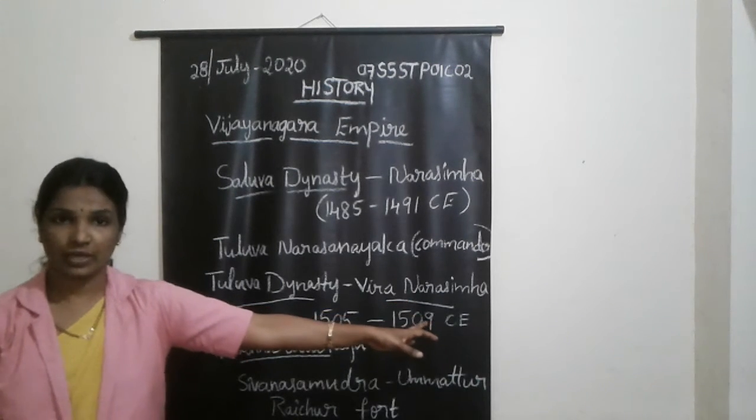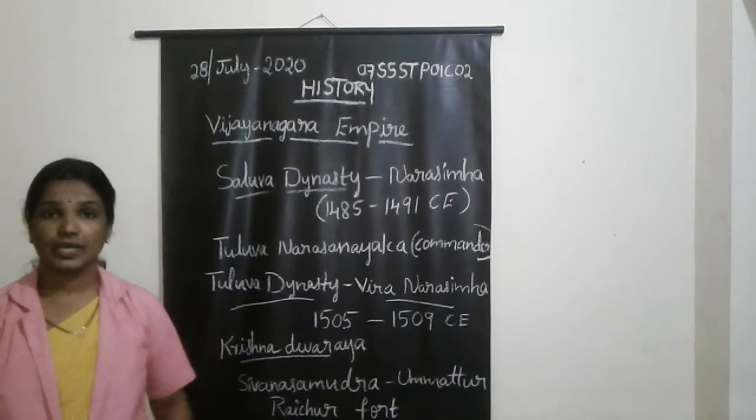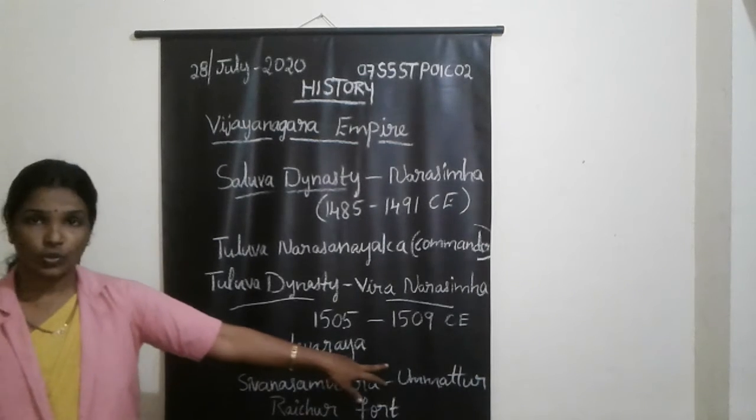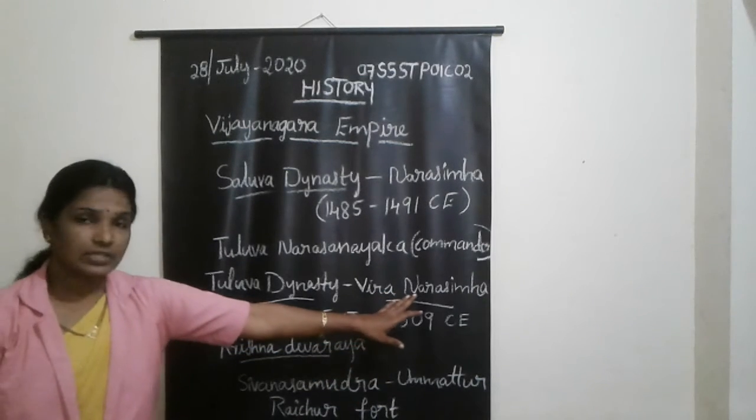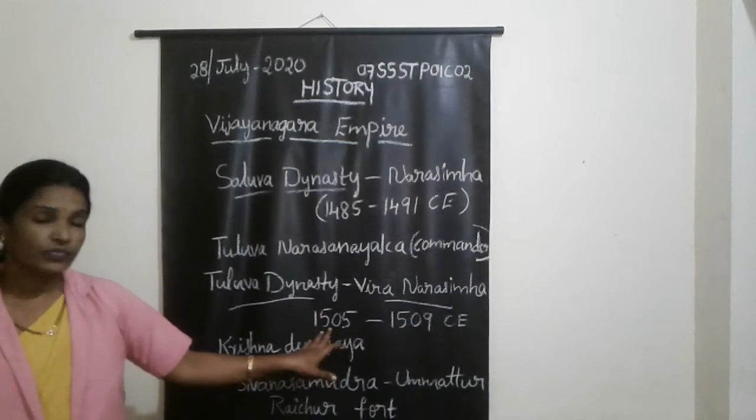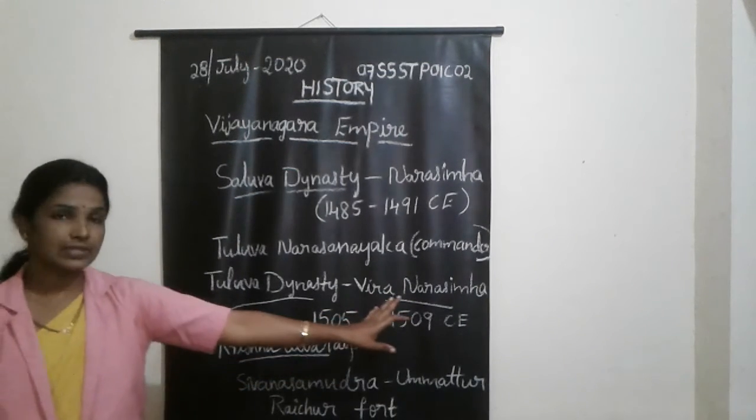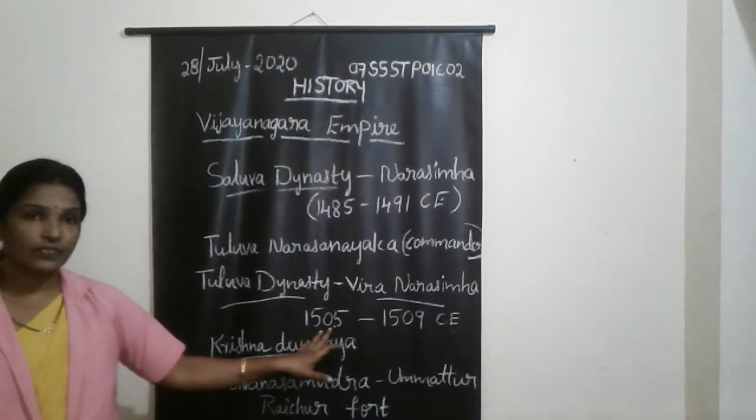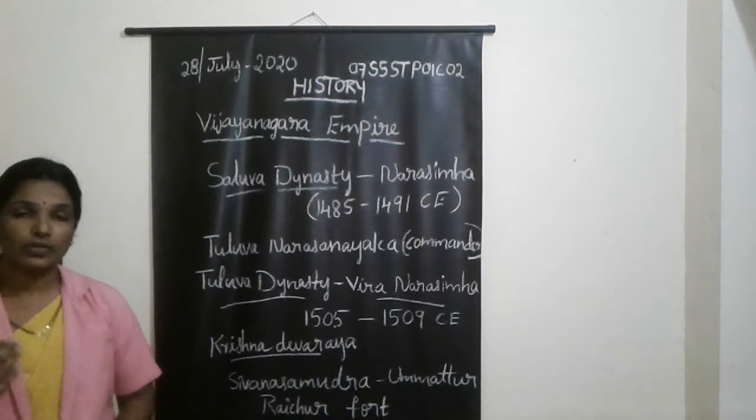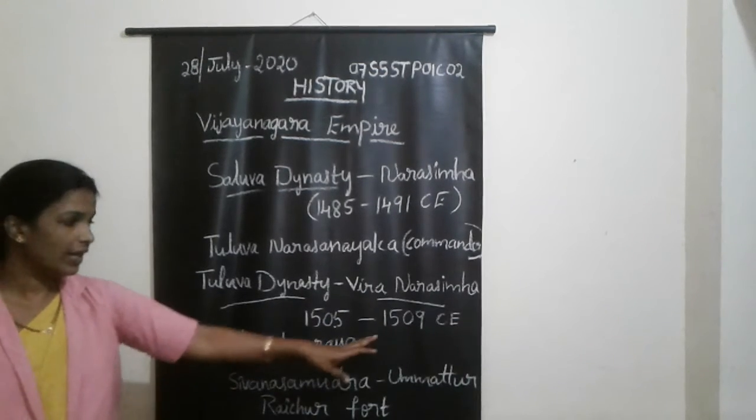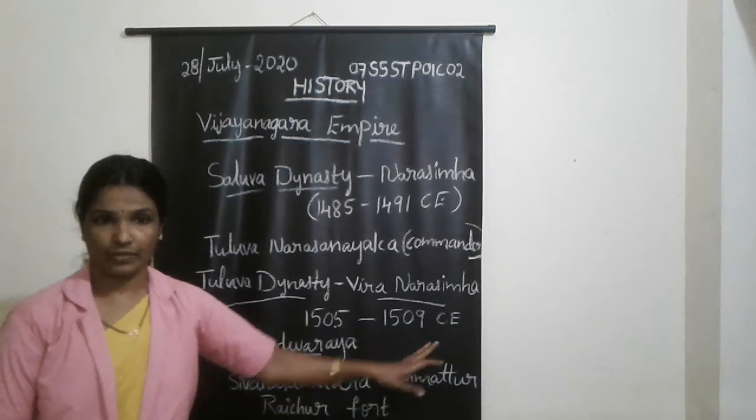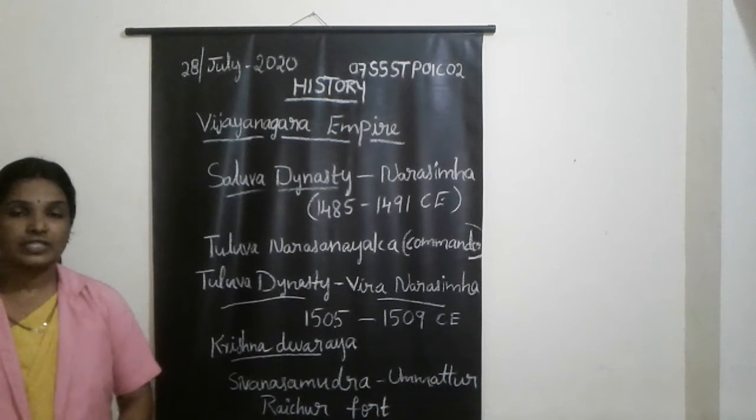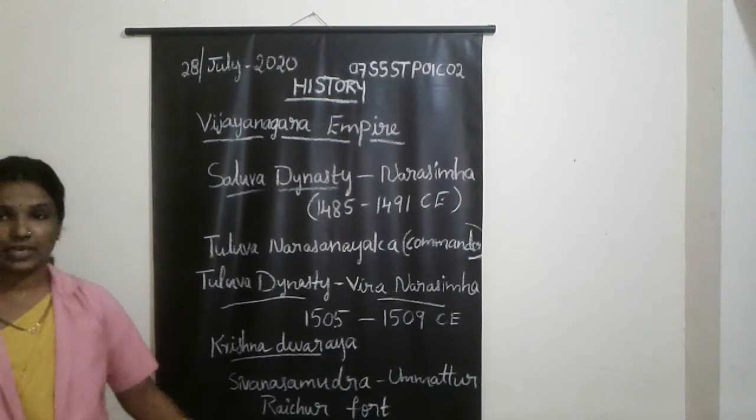After the death of Veera Narasimha, his brother Krishnadevaraya came to power. Veera Narasimha founded Tuluva dynasty in 1505. Then he ruled for some years. After that he died in 1509 CE. After the death of Tuluva Veera Narasimha, his brother Krishnadevaraya came to power.